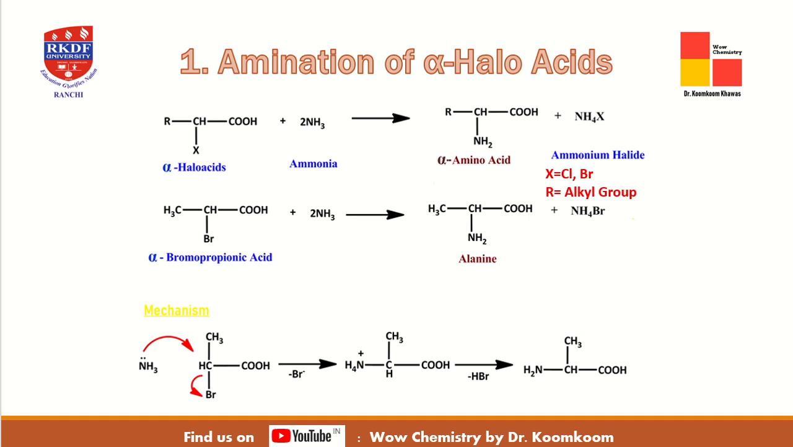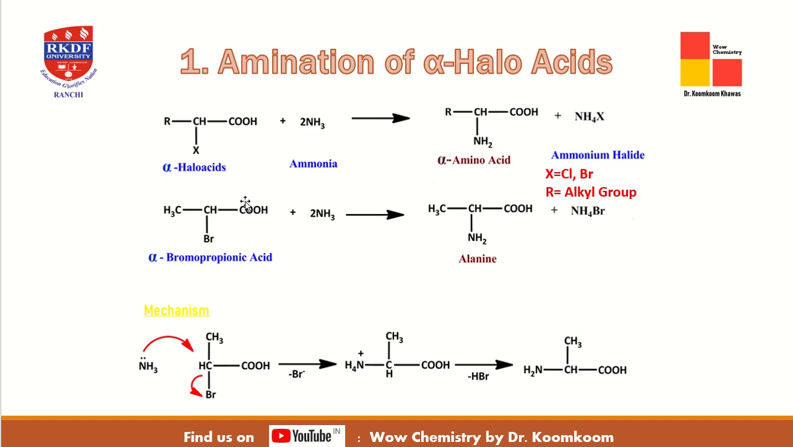So here I will be describing the 7 synthetic methods which I have adopted for the synthesis of alpha amino acids. Starting with the first one, the amination of alpha halo acids. The reaction is illustrated as below. A reaction between alpha halo acids with excess of ammonia gives an alpha amino acid and ammonium halide as the side product. Here X can be either chlorine or bromine and R is any alkyl group.